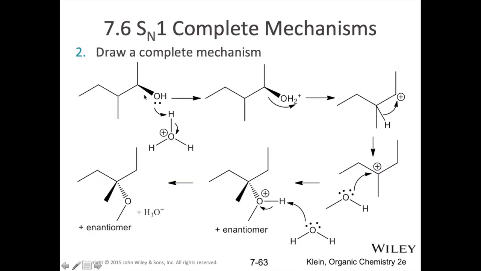So here's the full mechanism. So here's that first step. We protonate that alcohol group, making this a really good leaving group, and it leaves. Here's our secondary carbocation. We do a hydride shift. So this hydrogen on the neighboring carbon shifts over and turns this into a tertiary carbocation, which is much more stable. It is then that our nucleophile attacks that resulting carbocation.